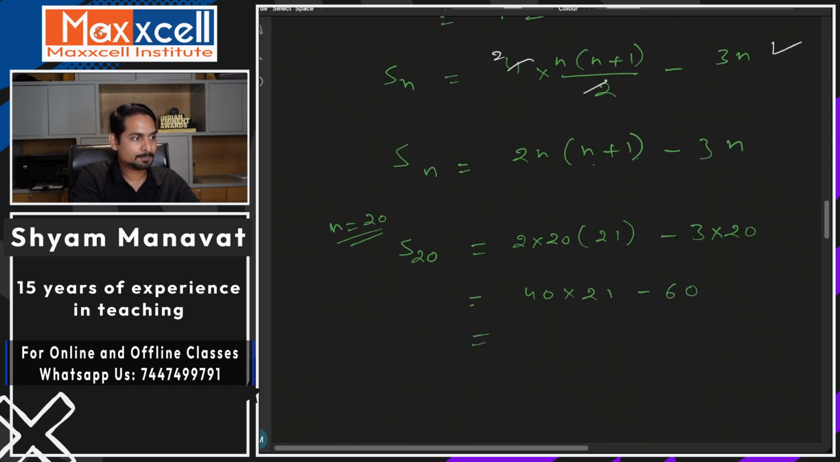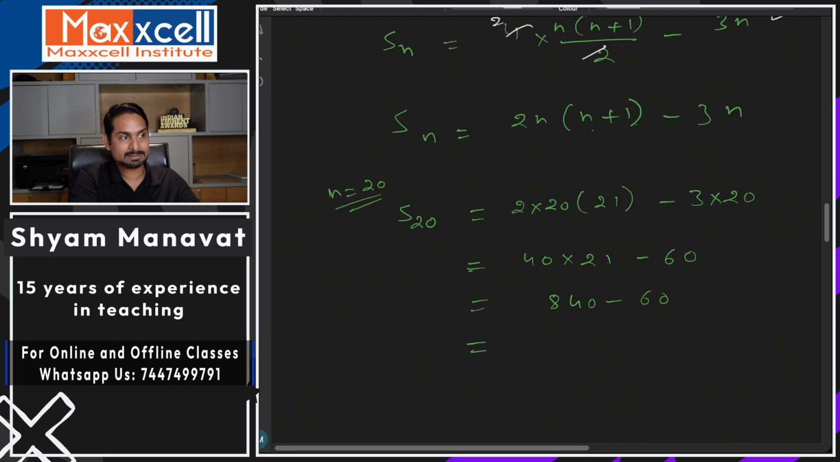Here you multiply: 4 ones are 4, 4 twos are 8, minus 60. So the answer will be 800 minus 20, which is 780. Correct, 780. This is the sum of 20 terms.